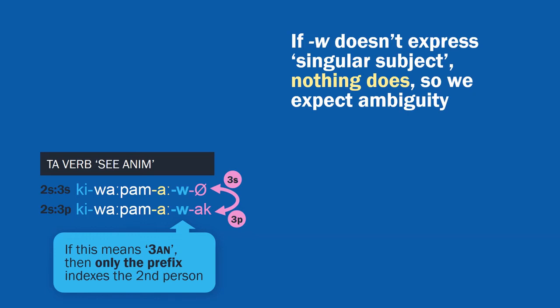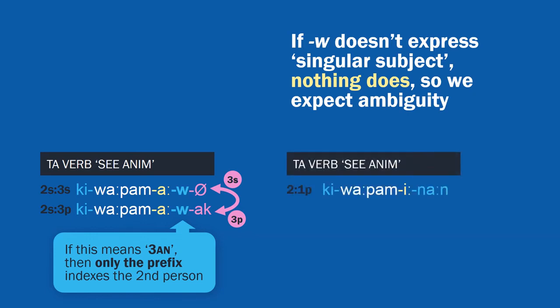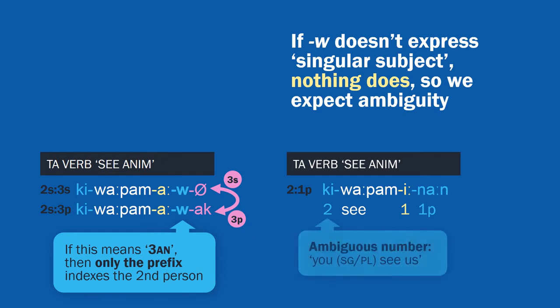This is the TA form that means you see us. It consists of the stem, a first-person theme sign, a first-person plural suffix, and a second-person prefix. So this is a form where it's uncontroversially the case that the second-person subject is indexed only by the person prefix. And the result is that the number of the second person is ambiguous. It could be either you singular or you plural.